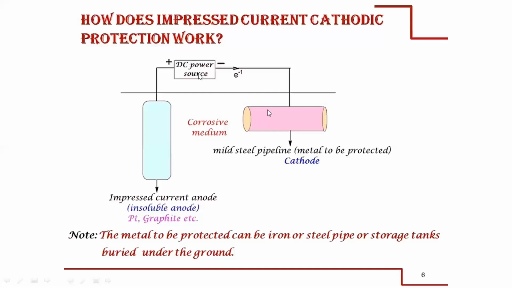So now the electrons are moving from the DC power supply to the mild steel. The mild steel accepts the electrons and gets reduced. So a reduction reaction takes place at the mild steel pipeline. Therefore it is taken as the cathode.